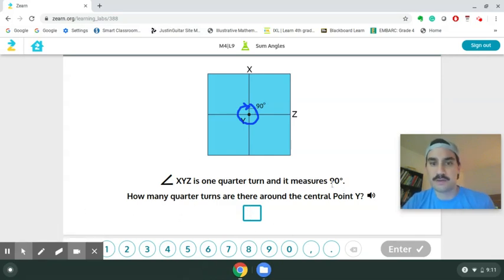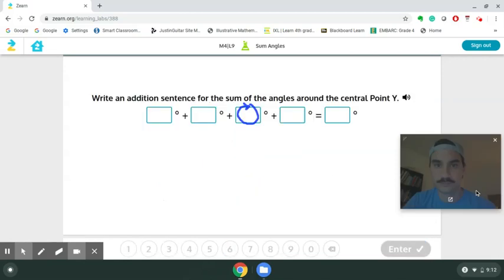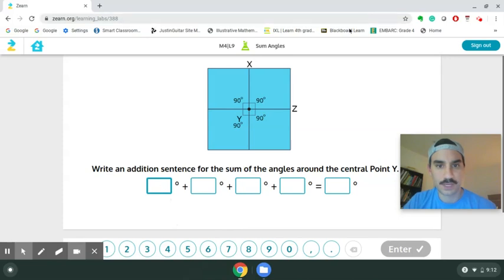If you said 4, you're correct. 1, 2, 3, 4. All right, so that means if there's 4 quarter turns, we'll have 4 angles. Each angle, these are perpendicular, so the angles must be right. That means each angle is 90 degrees.